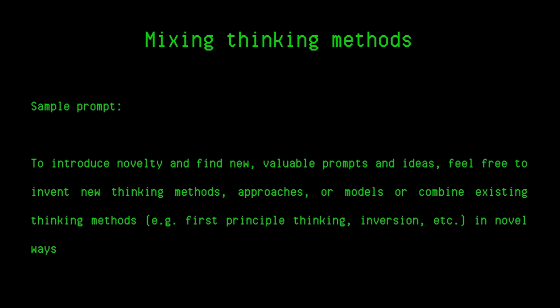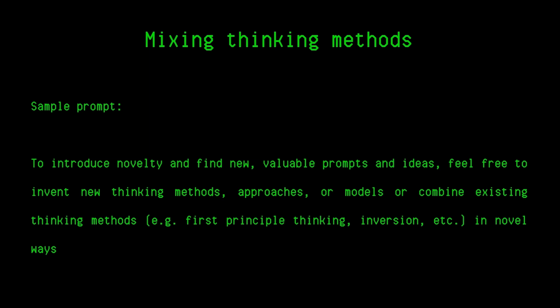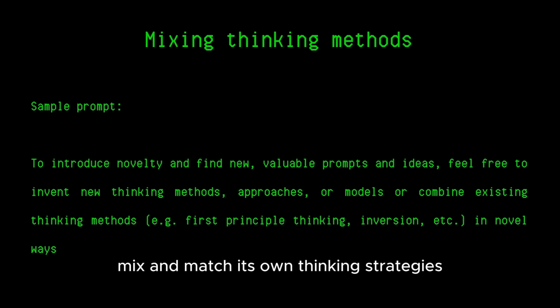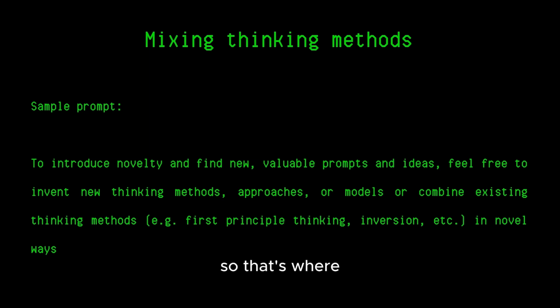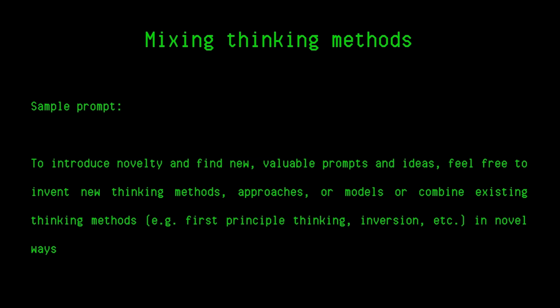in novel ways. So why is this revolutionary? Because most of the time AI sticks to one kind of thinking. Mostly it depends on what it was trained on. So with mixing thinking methods, you feed a method, and then you let the AI mix and match its own thinking strategies, or even come up with new ones. So that's where probably the real breakthroughs may happen.